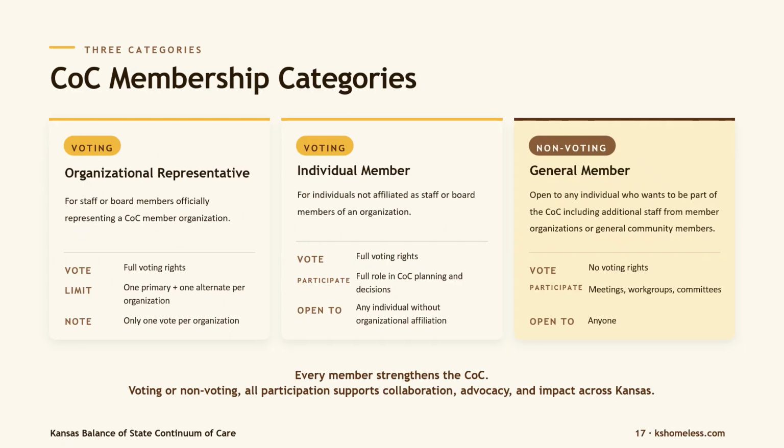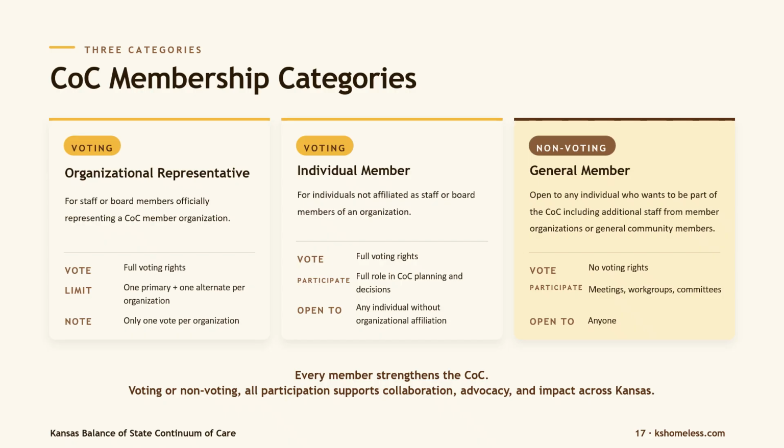There are 3 membership categories. The first is organizational representative, which is for staff or board members officially representing a COC member organization. Organizational reps are voting members, but only 1 vote per organization is allowed. Each organization can assign 1 primary and 1 alternate voter. The second category is individual members, which is for individuals that are not affiliated with an organization. Individual members have full voting rights and can fully participate in COC planning and decision-making.